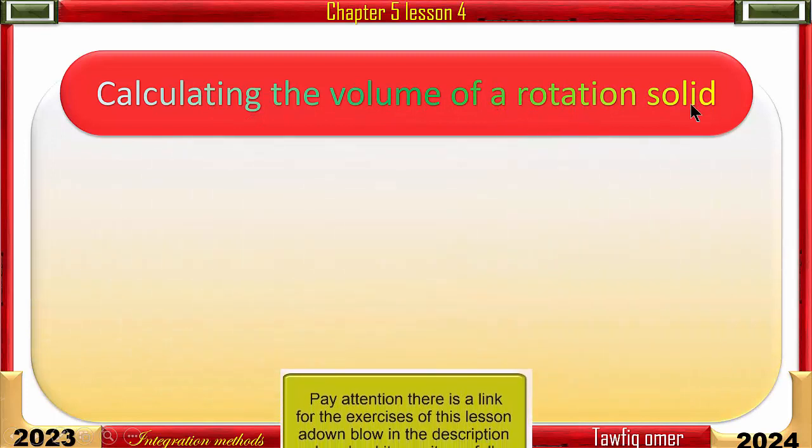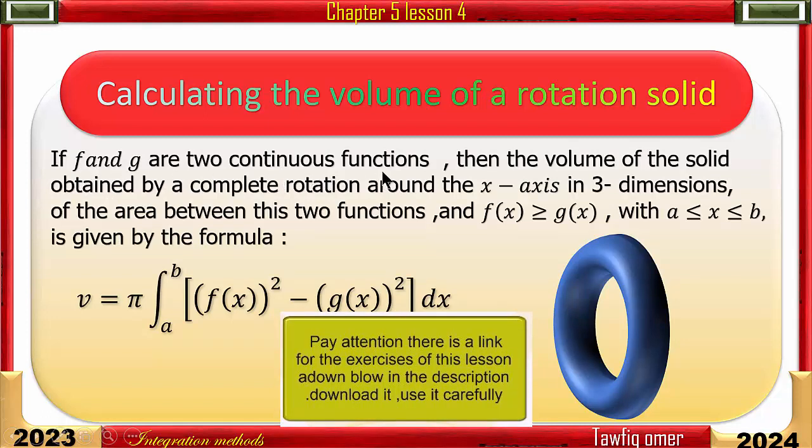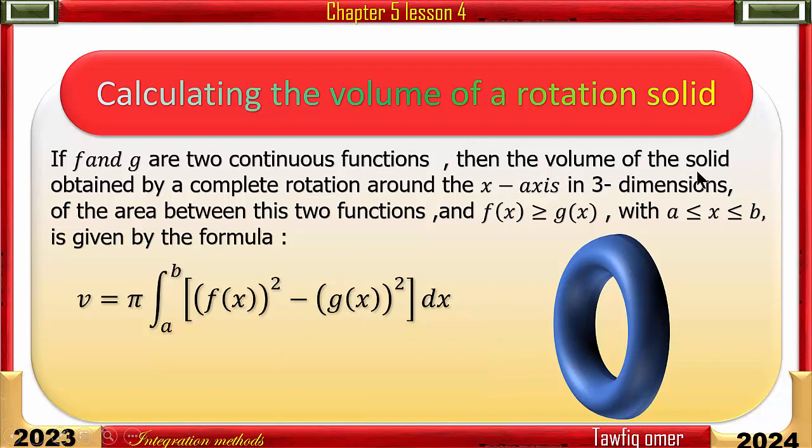Calculating the volume of a rotation solid. If f and g are two continuous functions, then the volume of the solid obtained by a complete rotation around the x-axis, in 3D, of the area between these two functions, where f of x is bigger than or equal to g of x with the interval a less than or equal to x less than or equal to b, is given by the formula V equals pi integration from a to b of f of x squared minus g of x squared.